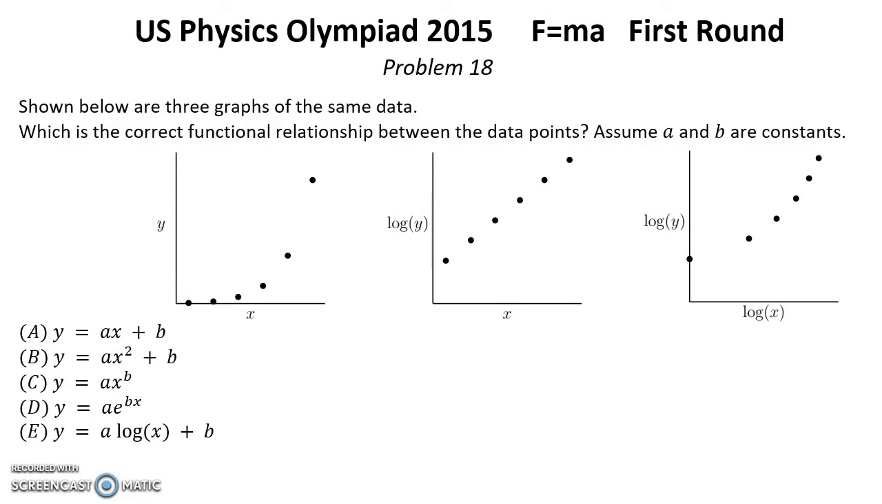Problem number 18. Shown below are three graphs of the same data. Which is the correct functional relationship between the data points? Assume A and B are constants.